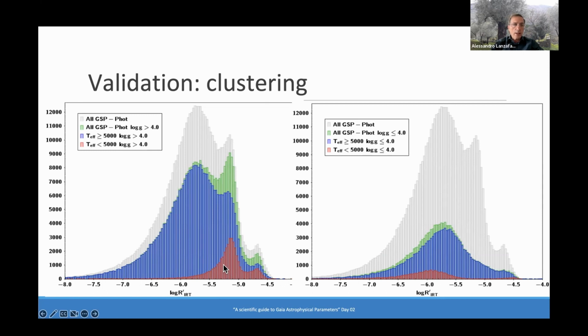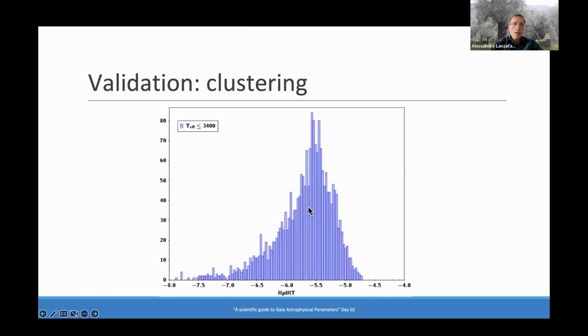When you combine the stars with effective temperature below 5,000 and higher than 5,000, you have this double peak here. If you consider stars with log G less than 4, you see essentially no double peak. The distributions are unimodal. The fully convective regime appears unimodal as well.